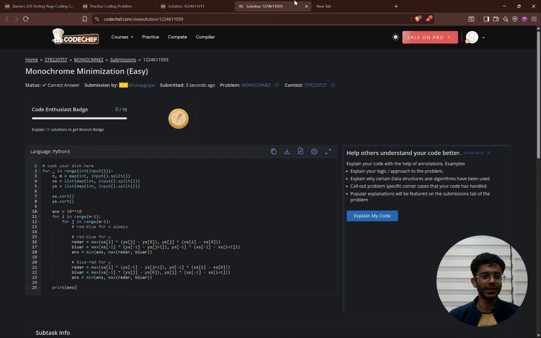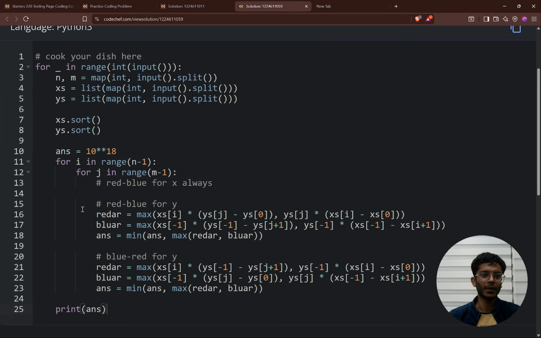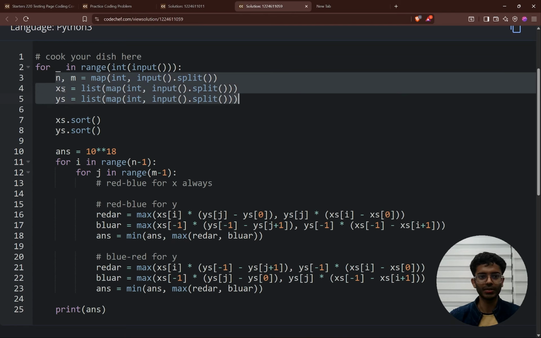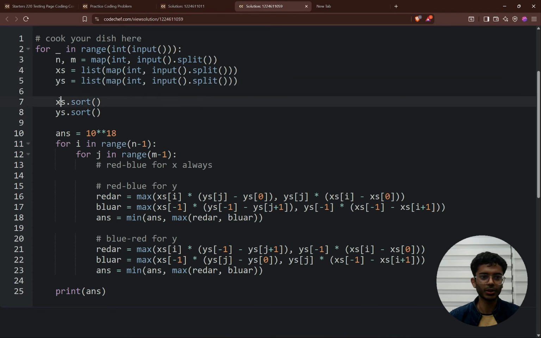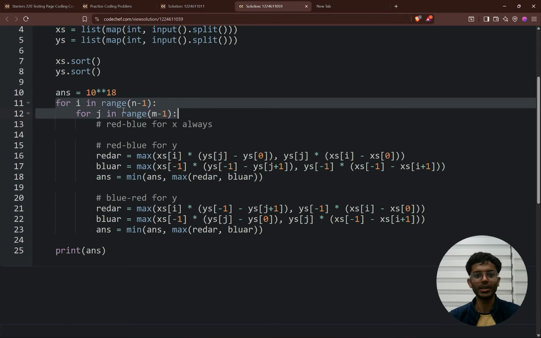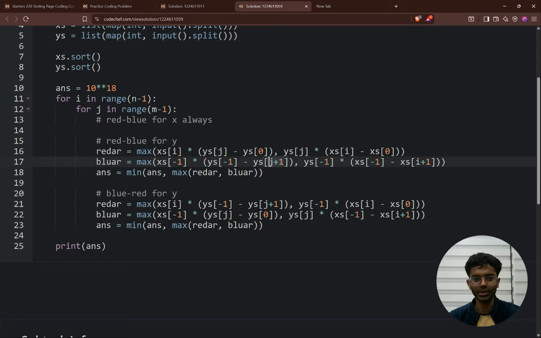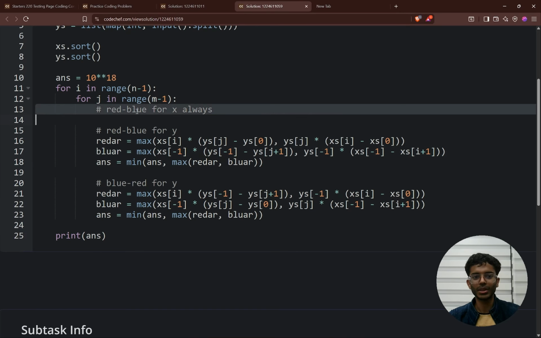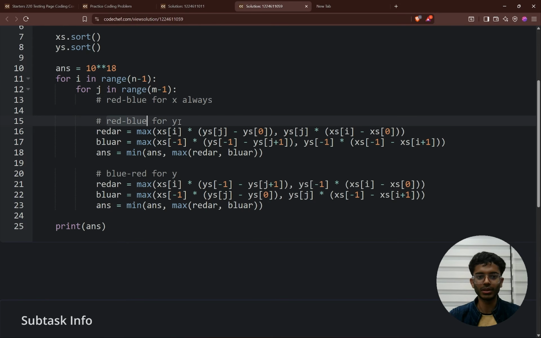Now let's see the solution in Python. So yeah, we'll begin by taking an input of n, m, the x points and the y points. We'll sort both of them. We'll initialize answer with some very big infinity. We'll run for all the pairs i comma j from 0 to n minus 2. We're not including the last point because we're doing this plus 1 over here. Now we're assuming that we have red blue color for the y-axis. Just change this to white, so we're not going to do anything. And then we have red blue color for the x-axis or the blue red color for the x-axis.